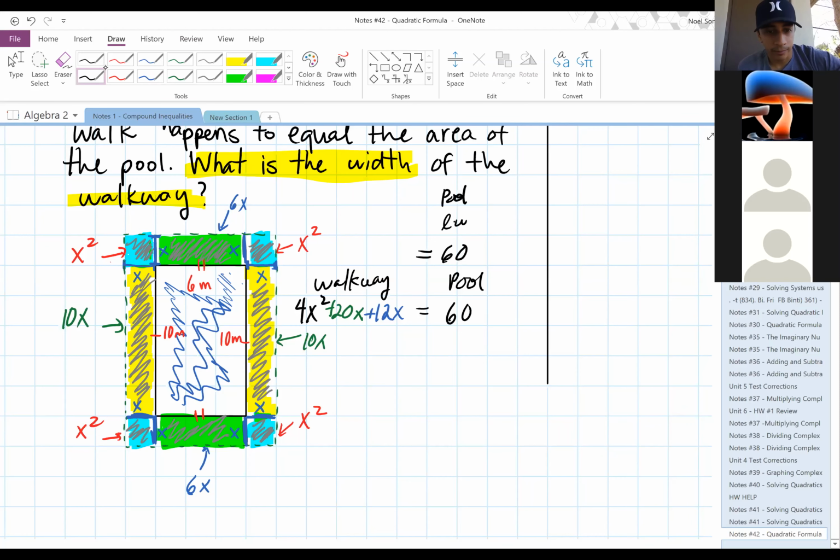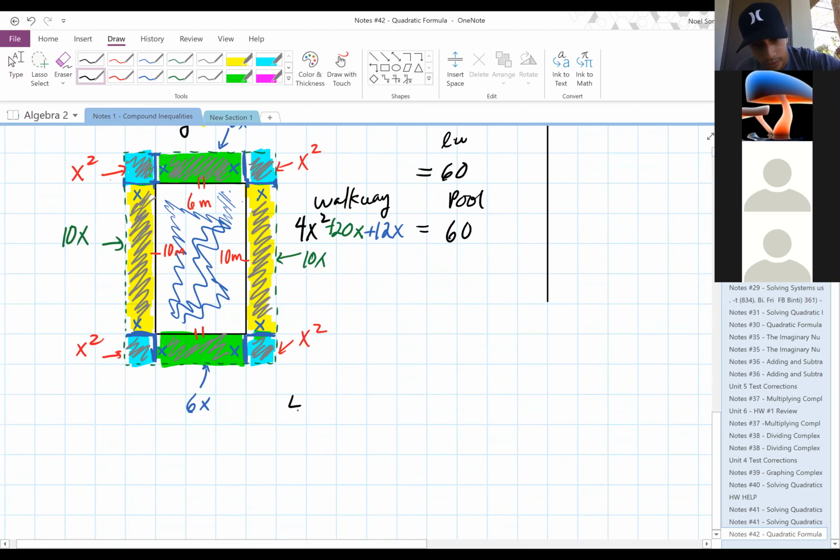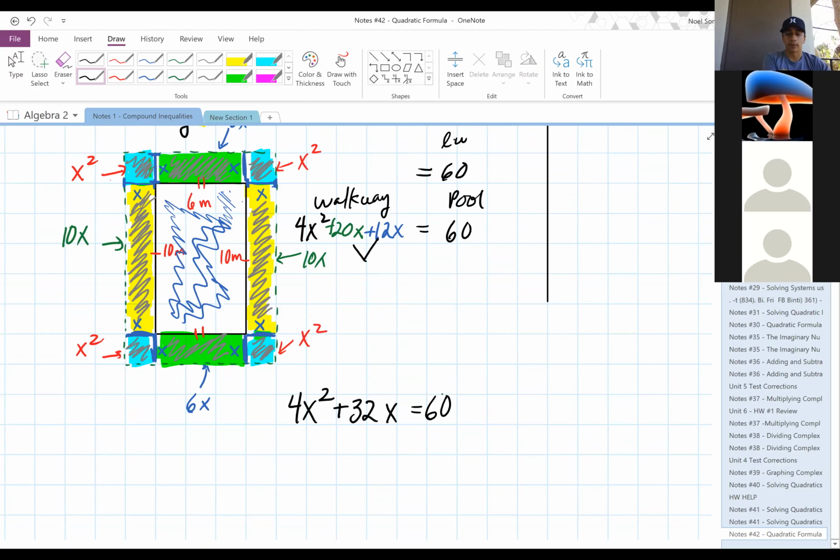So let me clean this up. So now we get 4x squared. Here, 20x plus 12x, those are like terms, so you can combine them to give you 32x. And then that's equal to 60. All right. So now we can solve, right?